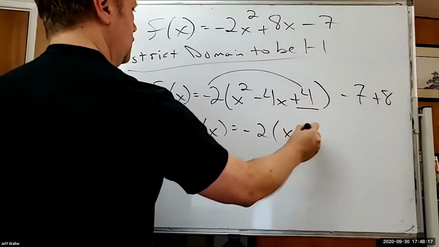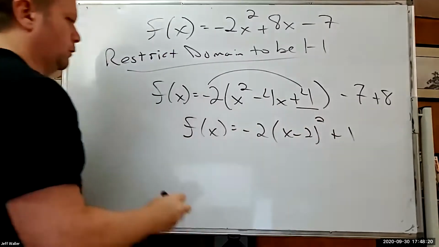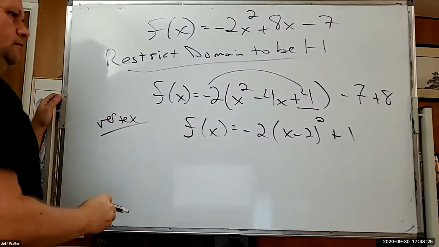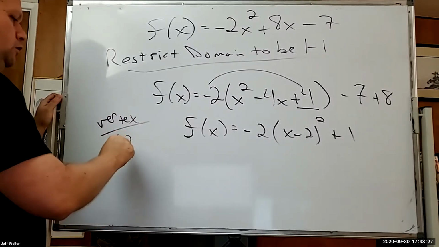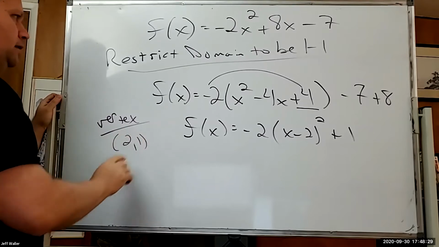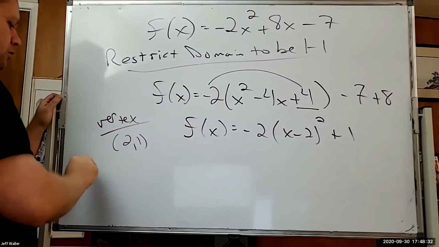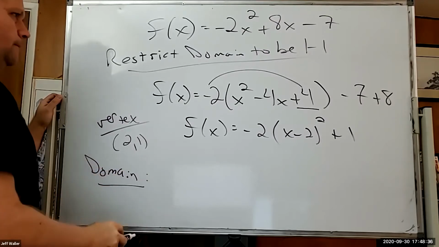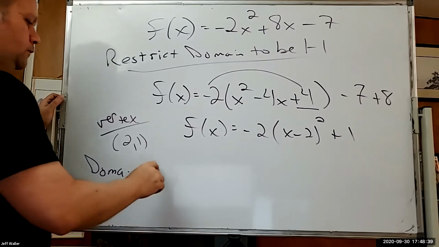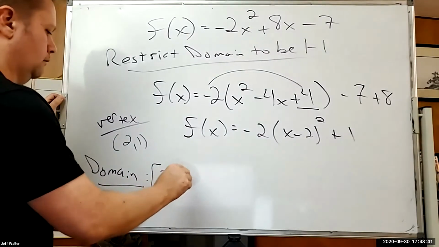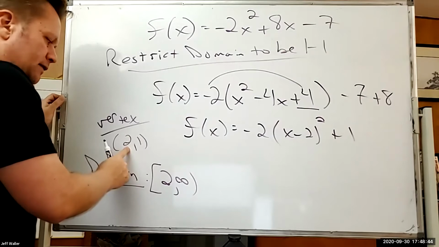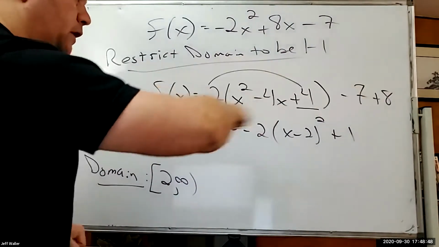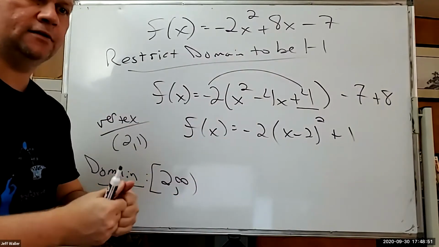X minus 2 squared. All right, so what's the vertex? Is it 2, 1? Yeah, 2, 1. So what's the domain that would make this work? What's one way you can do the domain to make this work? 2 to infinity. Yes. If you chop it at the vertex, then you'll get rid of the part that makes it not pass the horizontal line test. Does that make sense?